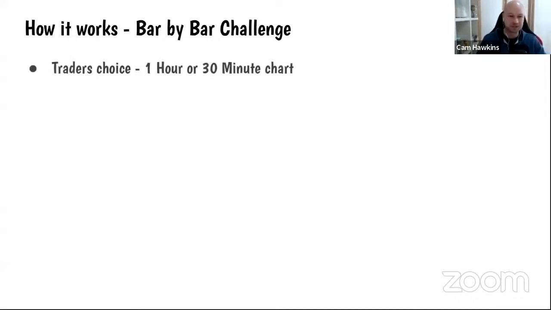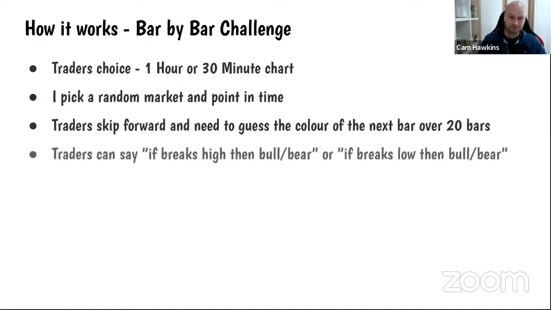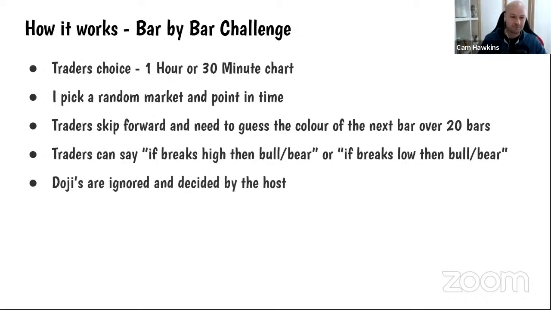The bar by bar challenge is trader's choice, 1 hour or 30-minute chart. I pick a random market and a point in time, and then traders skip forward and need to guess the color of the next bar over 20 bars. Actually, this rule here, I decided last week I'm going to get rid of it. This was what we did in the very first test. Nobody else has used it since, so we're going to get rid of that rule. Dojis are ignored, and I'll decide if it's a doji or not, so you don't get a call on that.